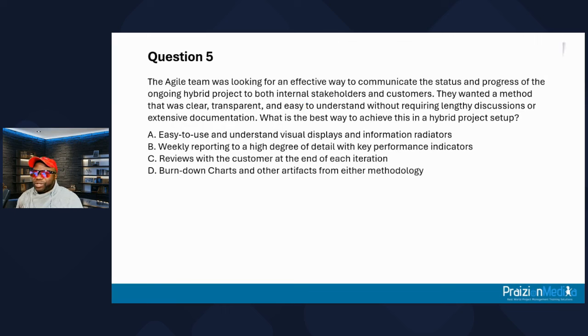The Agile team was looking for an effective way to communicate the status and progress of the ongoing hybrid project to both internal stakeholders and customers. They wanted a method that was clear, transparent, and easy to understand without requiring lengthy discussions or extensive documentation. What is the best way to achieve this in a hybrid project setup?